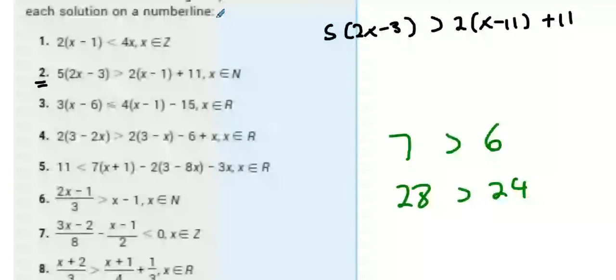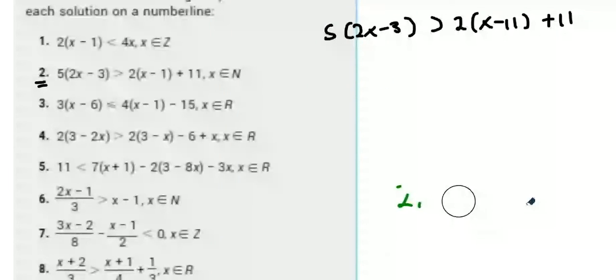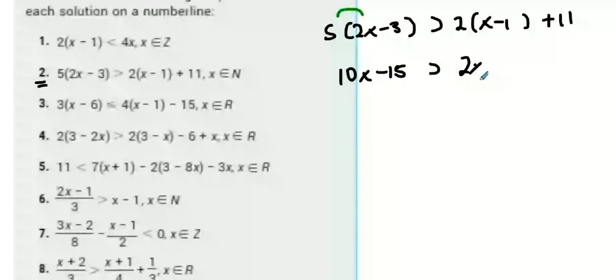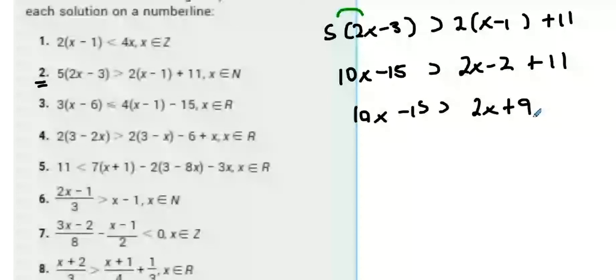Right? So here's what we're going to do. We're going to multiply this out and see what happens. Minus 1, not minus 11. Thanks. Okay, so look at this, guys. Really quickly. 10x minus 15 greater than 2x minus 2 plus 11. Reduce down to two parts either side. So that for me is 2 parts right here. Anything with an x moves to the left. Anything without an x moves to the right.